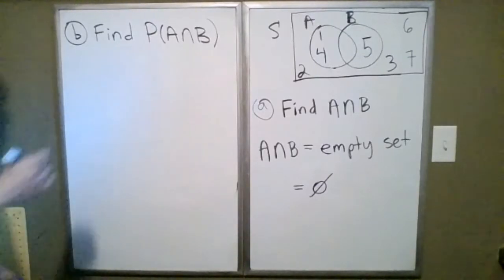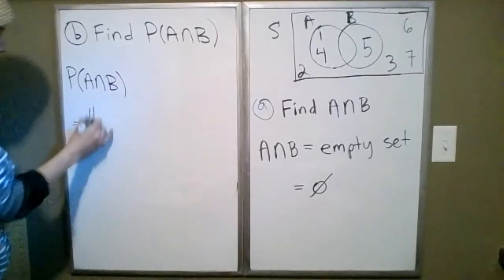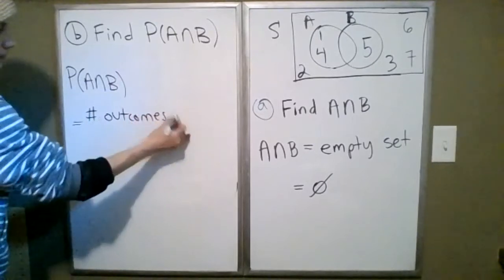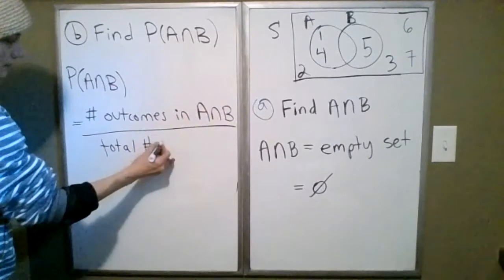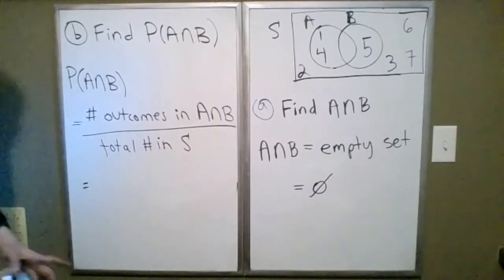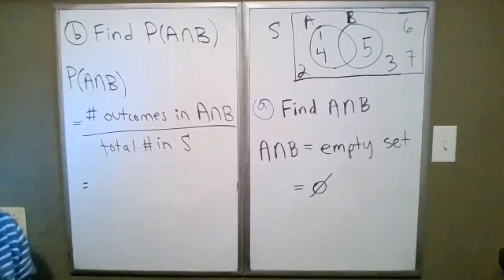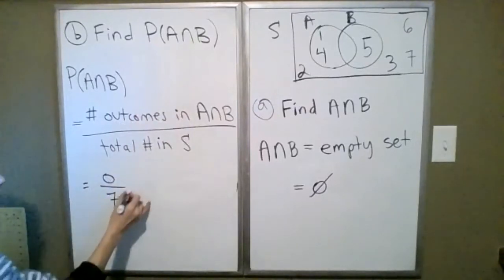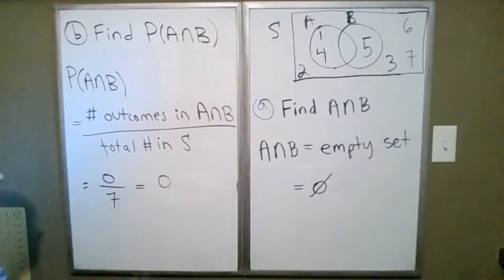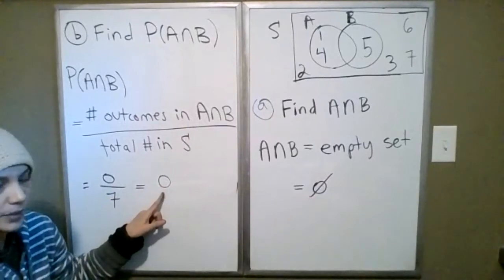So we're going to use the definition. Probability of a set is the number of outcomes in that set over the total. Okay, number of outcomes in A intersect B. But A intersect B doesn't have any outcomes. So we've got 0 divided by 7 total. 1, 2, 3, 4, 5, 6, 7. Yeah, but still, it's going to be 0. 0 divided by any number is 0. So just a note, in this class, this symbol is a set, the empty set. This symbol is a number. That's the number 0.